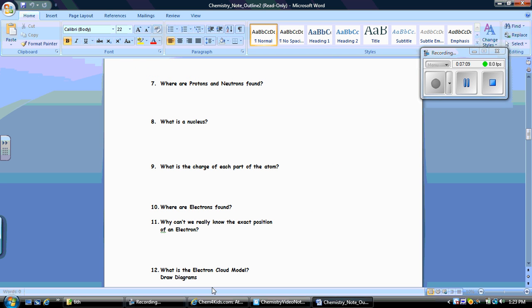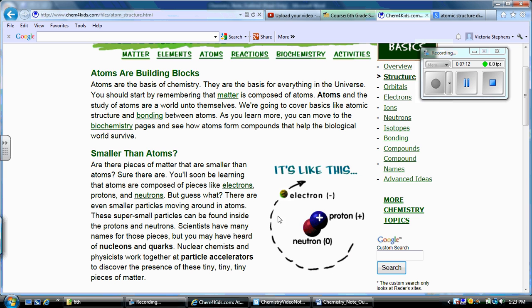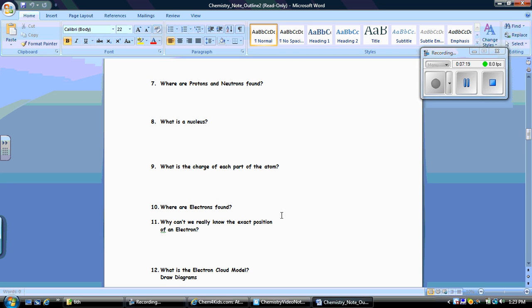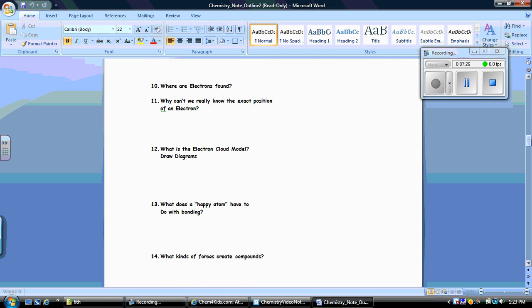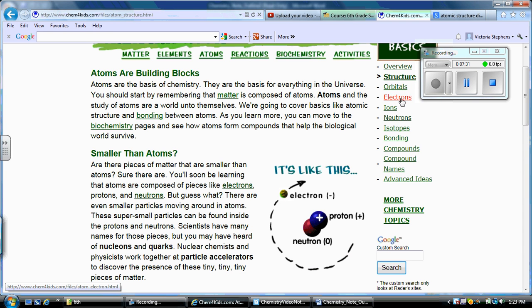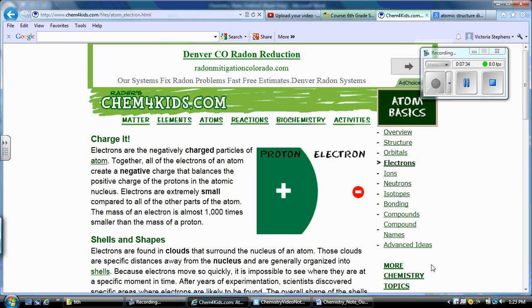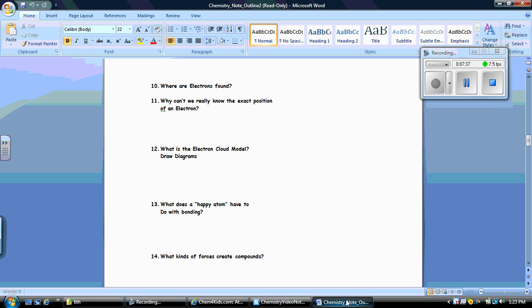Where are the electrons found? Okay, come back to structure. Where are the electrons found in comparison to the protons and neutrons? Then, why can't we really know the exact position of an electron? Questions 11 and 12 are asking about electrons. So that's where on the website you want to click on electrons. Okay, so while you're reading this page, you want to think to yourself, why can't we know the exact location of an electron? So you're going to want to read that page and put that in your notes.